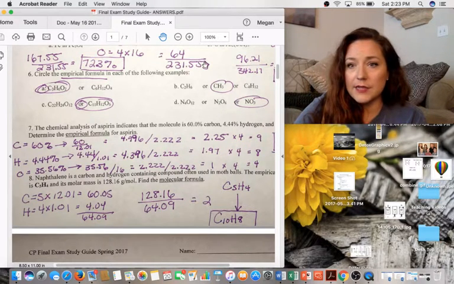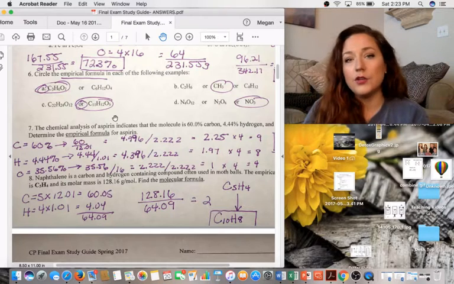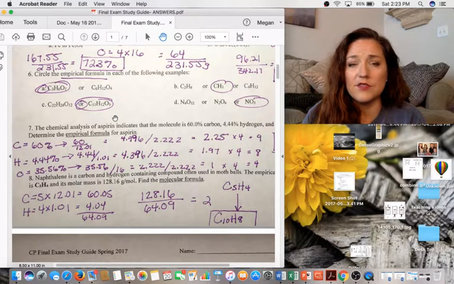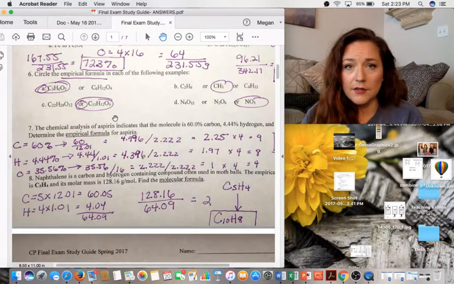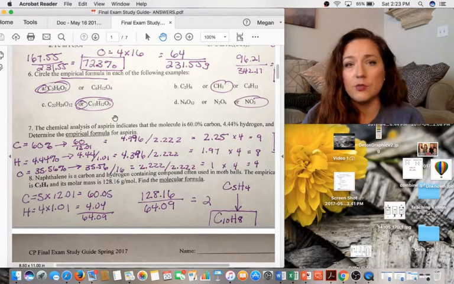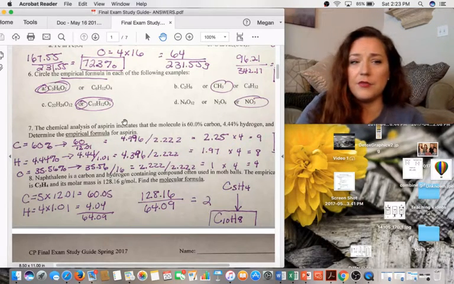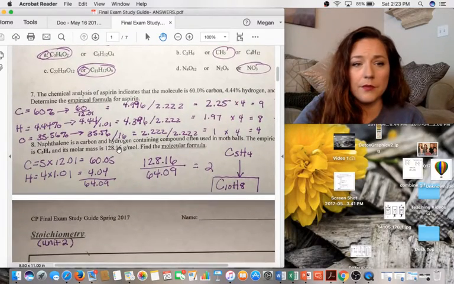With this problem 6, you're simply looking for the one that cannot be made smaller. It's the simplest format. Moleculars are the ones that are bigger, the ones that represent true molecules. Sugar compounds can be broken into smaller empiricals, but their true formula is much larger, and different sugars have different compounds. So, 7.